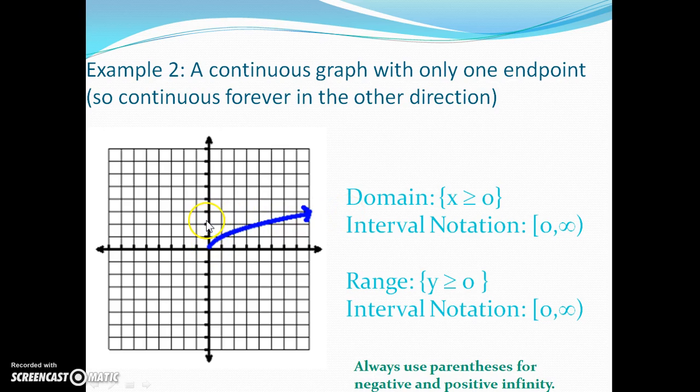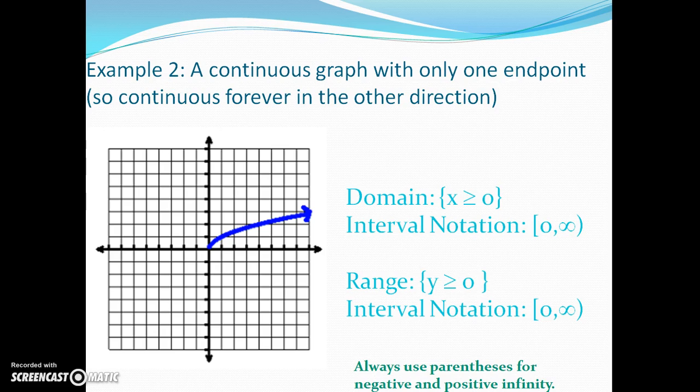And the range, you have to see what the lowest point on the y's are. So the lowest point is 0 again, and the highest point will go all the way up to infinity again. So y is greater than or equal to 0, and in interval notation, it's 0 to infinity, with a bracket around the 0 and a parenthesis around the infinity.